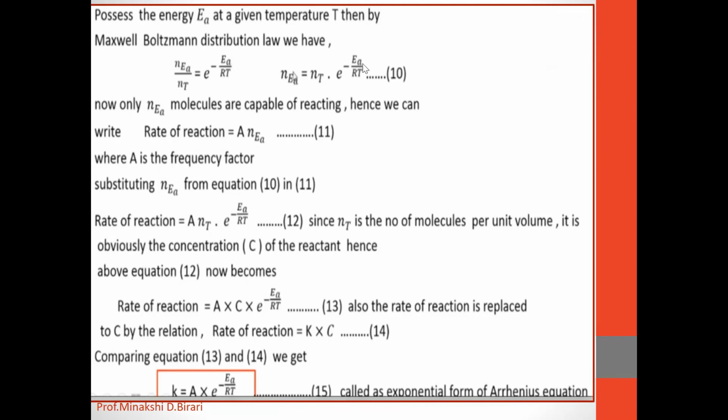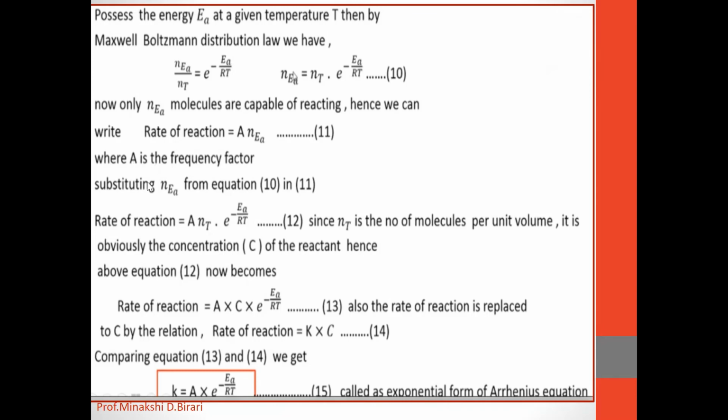Now only NEa molecules are capable of reacting, hence we can write the rate of the reaction is equal to A into NEa, where A is the proportionality constant. This A is the proportionality constant, also called the frequency factor or Arrhenius constant.